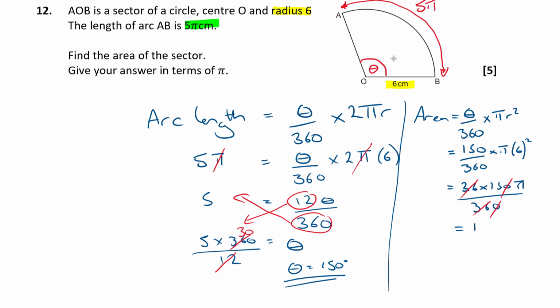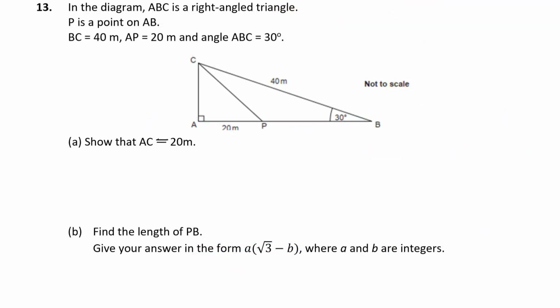So the area then is just going to be 15 pi. Question 13. In the diagram, ABC is a right-angled triangle. P is a point on AB. BC is 40 meters. AP is 20 meters. And angle ABC is 30 degrees.